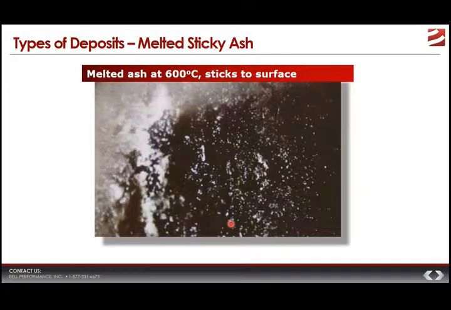Now, here you see an illustration of what we would term a melted sticky ash. This ash deposit that is illustrated here has a melting point of 600 degrees centigrade. Now, 600 degrees centigrade, is that high or is that low? Well, consider that this kind of deposit tends to be, shall we say, sticky. You might even term it semi-liquid. It seems to have a higher liquid composition in it, and that makes it stick more easily and more tenaciously to metal surfaces, and that therefore makes it harder to clean off during surface intervals.